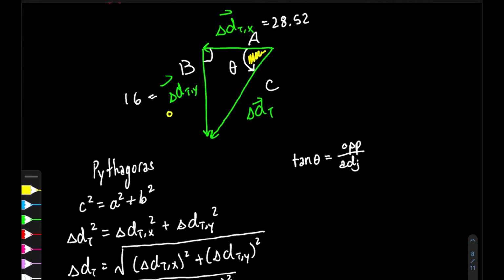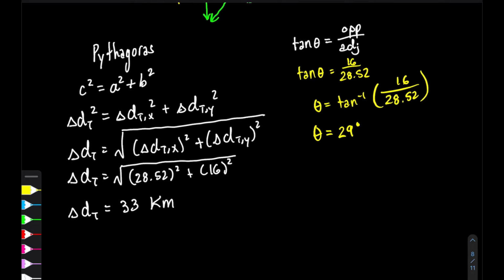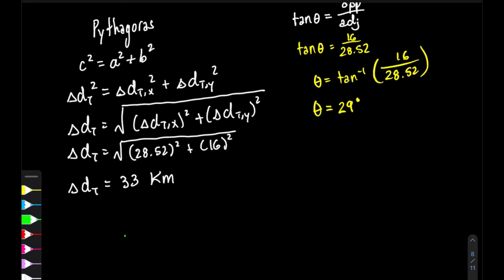And using this angle theta, this would be the opposite side and this would be the adjacent side. So we have tan theta equals 16 over 28.52. Taking the tan inverse on both sides, we get approximately 29 degrees. So now we can just finally write our concluding statement. So the total displacement vector has a magnitude of 33 kilometers and the direction is going to be west 29 degrees to the south.